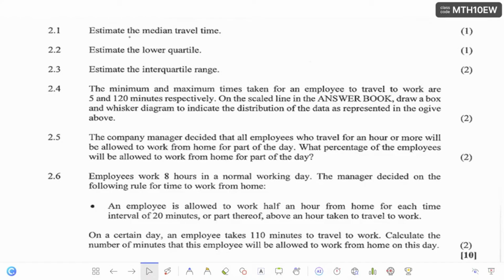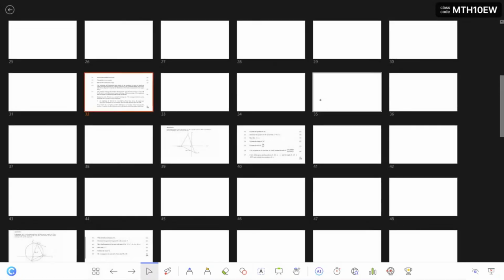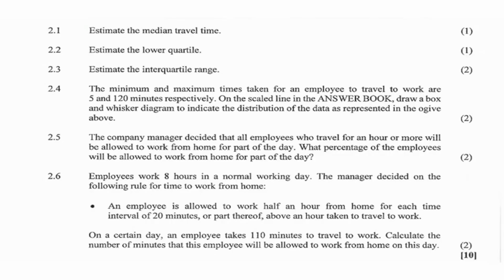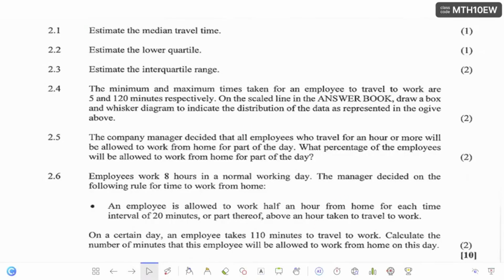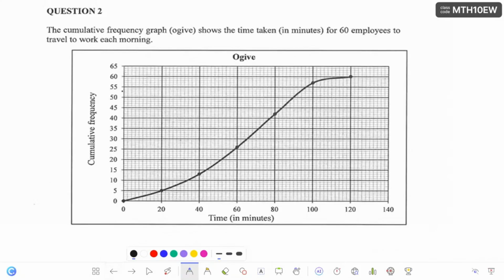Here they said estimate the median travel time. Okay, sorry about that. To estimate the median of the data, you need to go with this graph. We need to know how many people there are. We are told that it's 60 employees. So we are going to say 60 divided by 2, then you're going to get 30. So 30 is here.